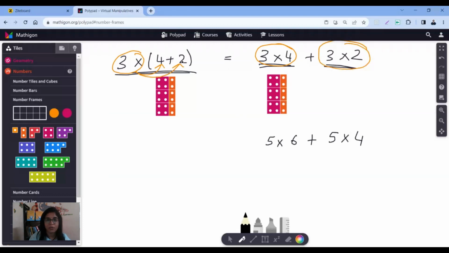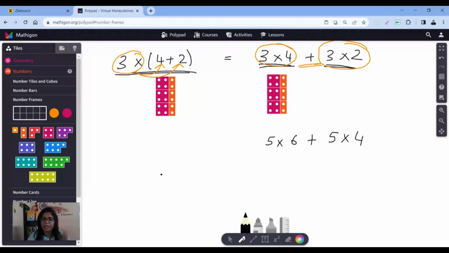And actually the 4 and 2 were supposed to be added, no. Now the 4 has become 3 times 4. The 2 has become 3 times 2, correct? So previously the 4 and 2 were added. Now also they have to be added. That's the way to understand distributive property.